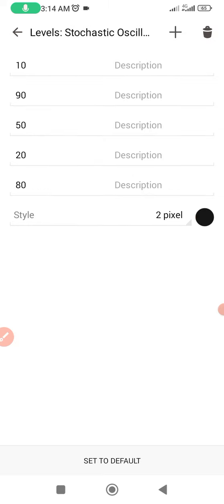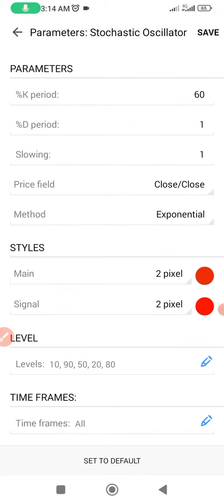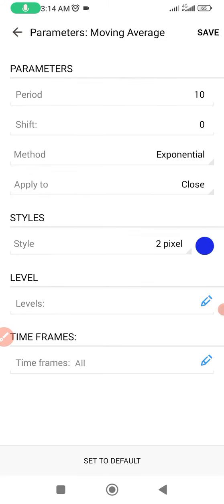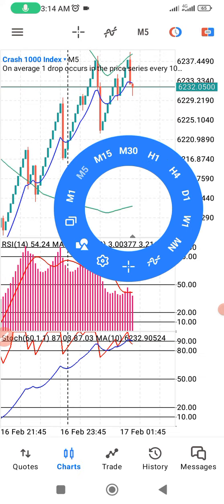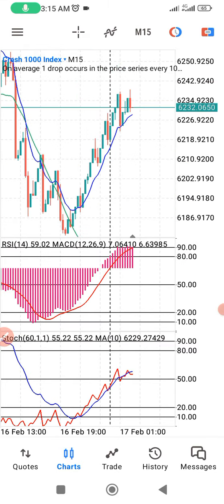You now set the levels just as we did for the relative strength index. You can take a screenshot of this so you can do your setup. And then this is our moving average, period is 10, shift is 0, exponential. And after that, ensure that your screen is looking like mine.